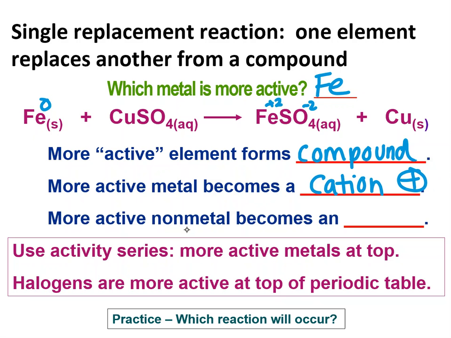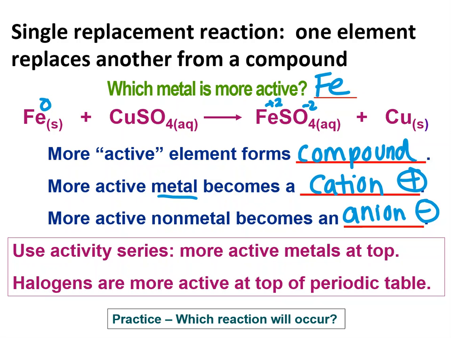If you have a reaction with nonmetals, a more active nonmetal becomes an anion, which is a negative ion. The way to make sense out of this is that metals tend to give up electrons. That's what makes them metals. And so if they tend to give up electrons, they tend to become cations. And the better they are at giving up electrons, the more active they are as a metal. As far as knowing which metals are more active, it's not that simple. You can use an activity series, which is just a list you can look up in any chemistry book.